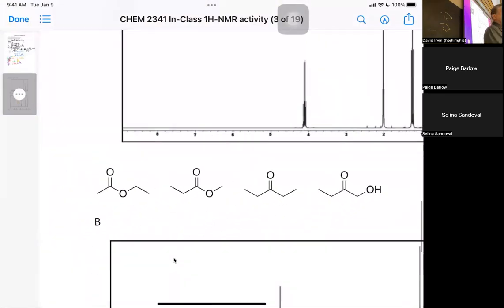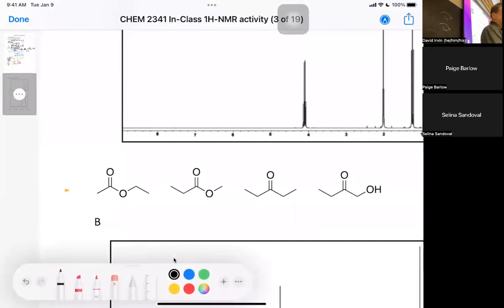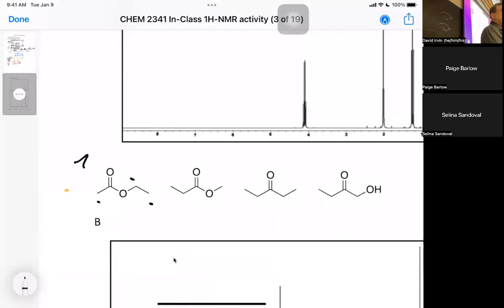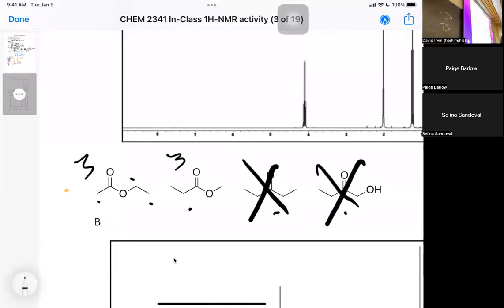Because what we're going to say is, let's look at this. How many signals is this going to have? 1, 2, 3 signals. We have 3 signals on our thing, so we're not done. How many signals is this one going to have? 3 signals. How many signals is that one going to have? 2, because it's symmetrical. That means it can't be that one. We now have a 33% chance of getting it right. How many signals are we going to have here? 4. Ooh, 50-50. All right.